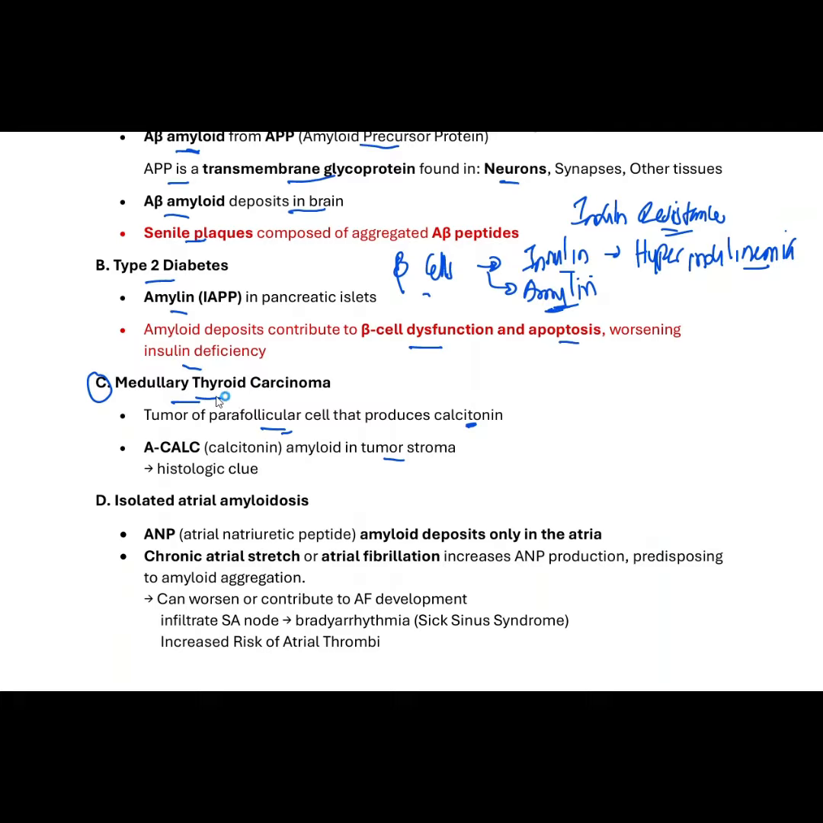Who can remind us which gene is associated with medullary thyroid carcinoma? Very good. RET oncogene, very good. And as we know, RET oncogene mutation is associated with MEN2A and MEN2B. Very good, guys.